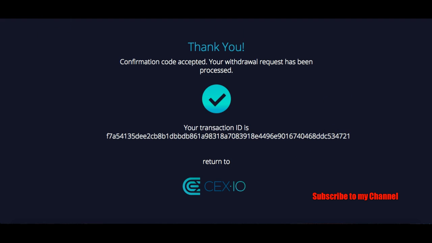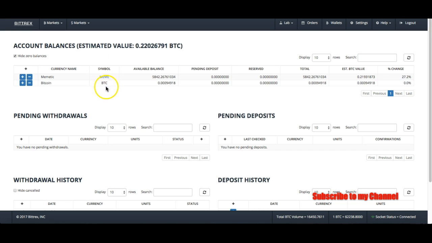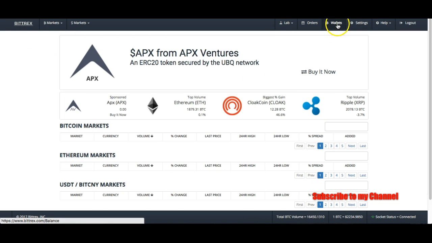Okay. So what we're going to do is go into our BTC Bittrex account. Just refresh. We're going to go into wallet real quick.